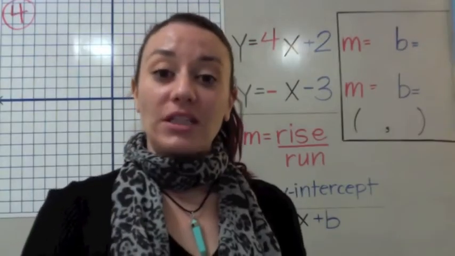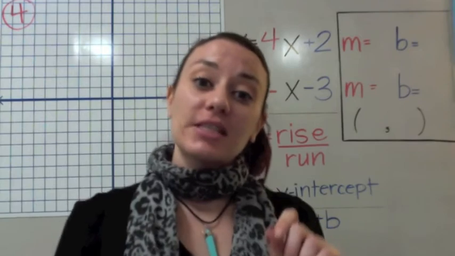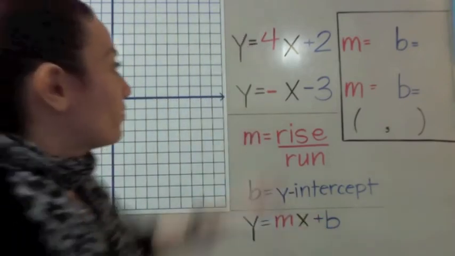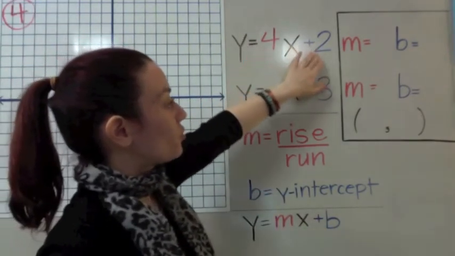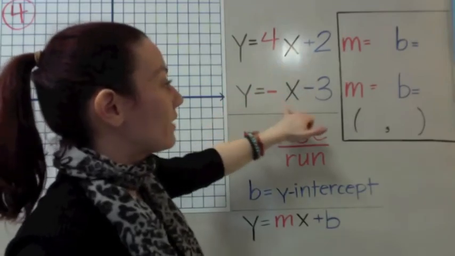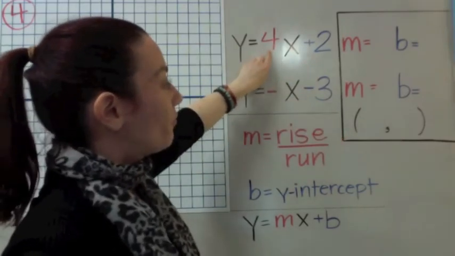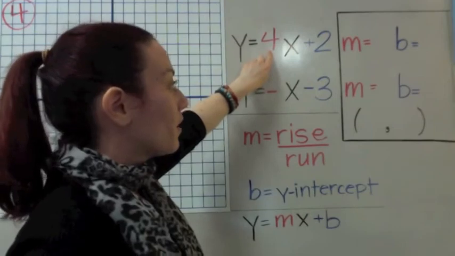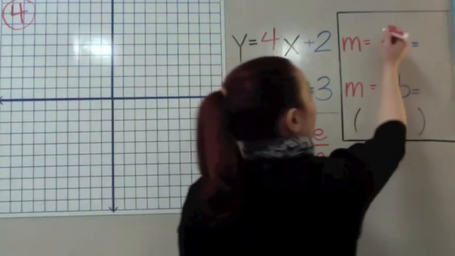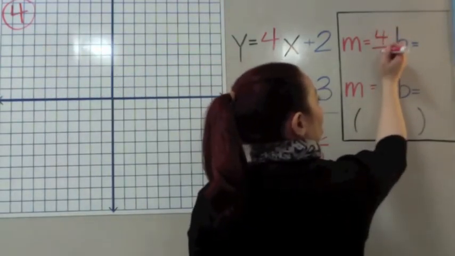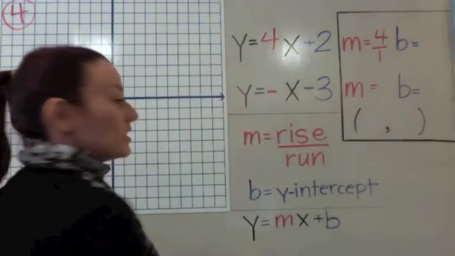Now let's graph our last system of equations. First, let's identify the slopes. We have y equals 4x plus 2, and y equals -x minus 3. So we have 4 here. And so that's going to be 4 over, what? 1.